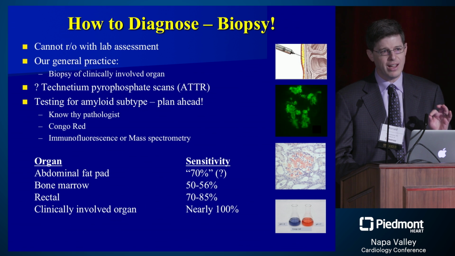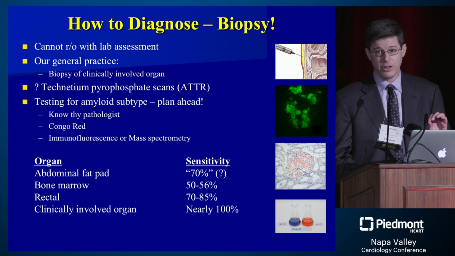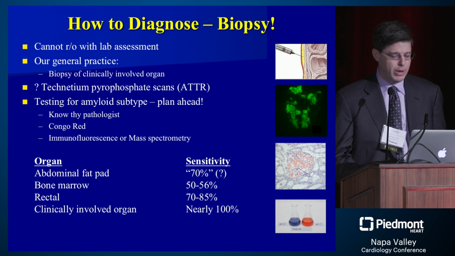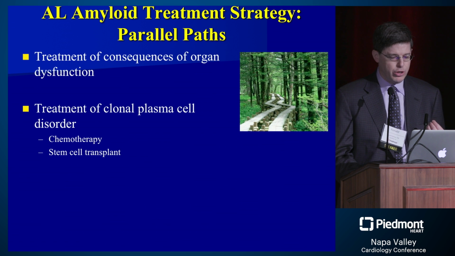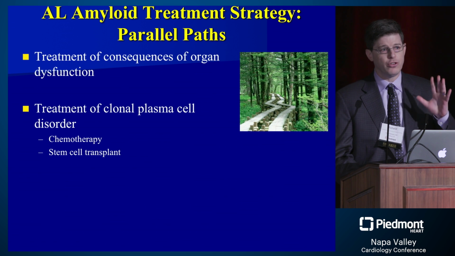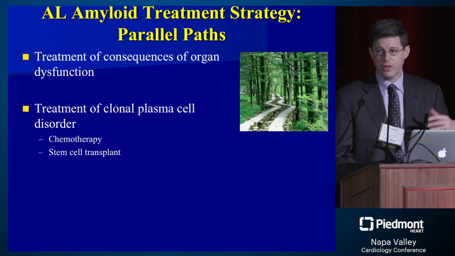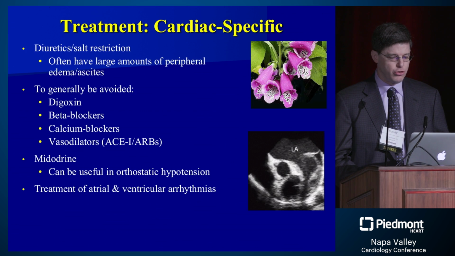So as this is not a diagnosis you want to get wrong, in general, if you're suspicious, you should biopsy the clinically involved organ, which given the audience here, generally is going to mean an endomyocardial biopsy. In terms of treating AL amyloidosis, there's really parallel paths. You have to treat the consequences of the organ dysfunction, like the volume and the arrhythmias, and then to treat the clonal plasma cell disorder.